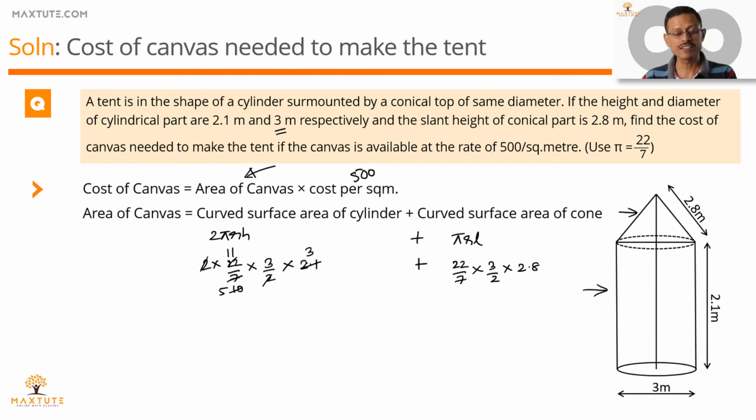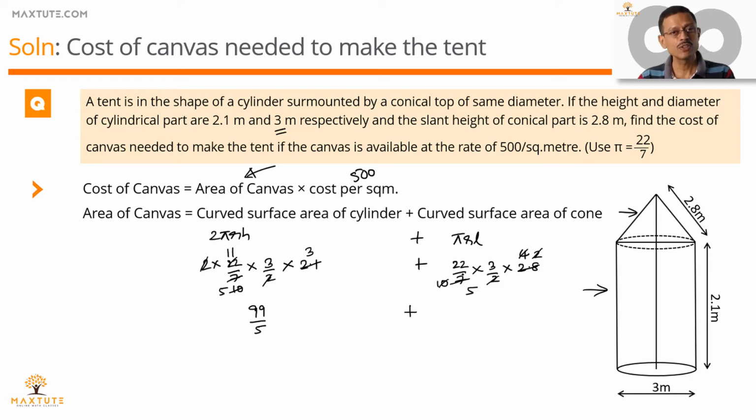So what do we have here in the numerator? 11 into 3 into 3, which is 99, divided by 5. This is the curved surface area of the cylinder. Now to this, let's add the curved surface area of the cone. Again, I'm going to do the same thing. 2.8 is 4 times 0.7. 7 is 10 times 0.7. Let's cancel the 2 here with the 4 to leave us with a 2. The 2 gets cancelled with a 10 to leave us with a 5 in the denominator.